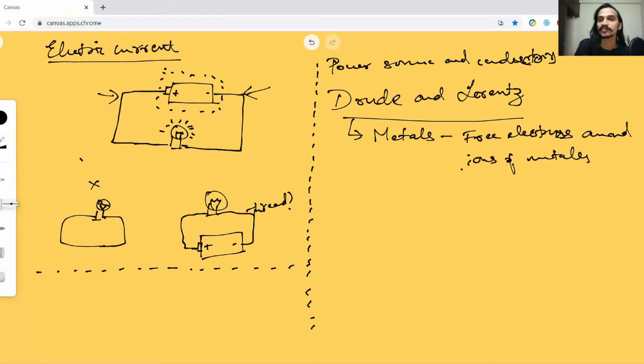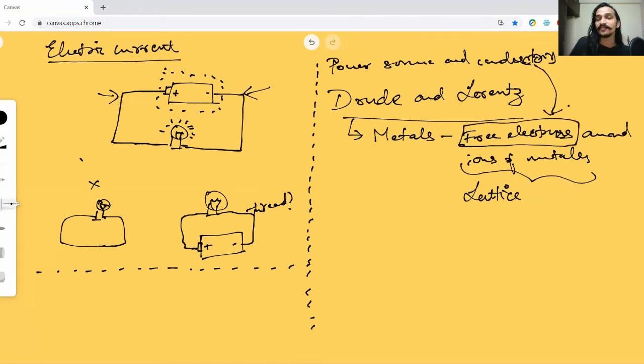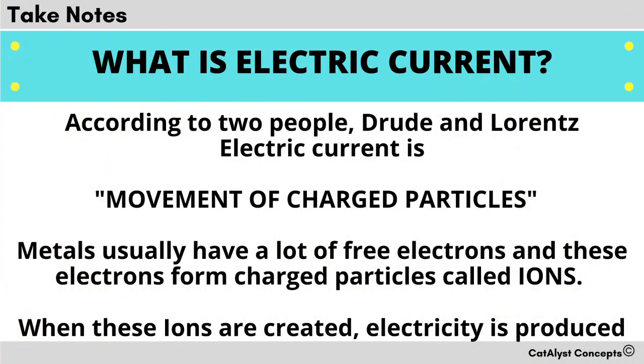Okay, so these ions form a sort of structure. These ions that are connected to each other form a structure called a lattice. Lattice is nothing but a connected structure. Don't focus too much on that word. So metals are able to conduct electricity because of these charged particles that are free electrons. So a conductor is anything that has free electrons that can pass through that object. It's not only metals, there will be other examples also. Metals are just something we use commonly.